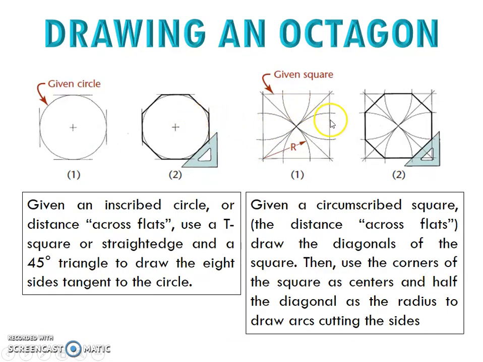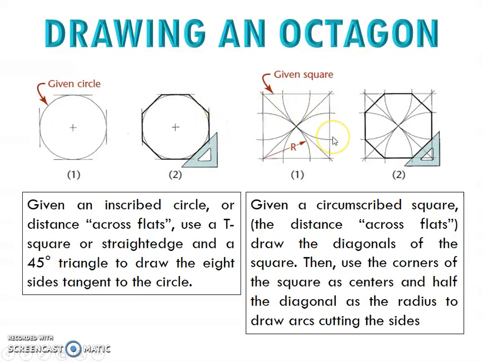Octagon has two methods. One is if you are given the circle, then what you have to do is just draw the circle, and then you draw the lines that touch each side of the circle like this, and then you connect the lines, which touch the circle again. Okay, so you will get the octagon side like this one.